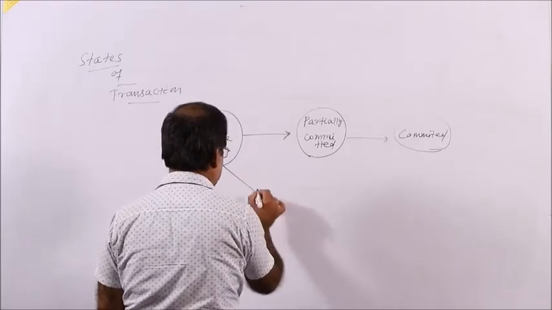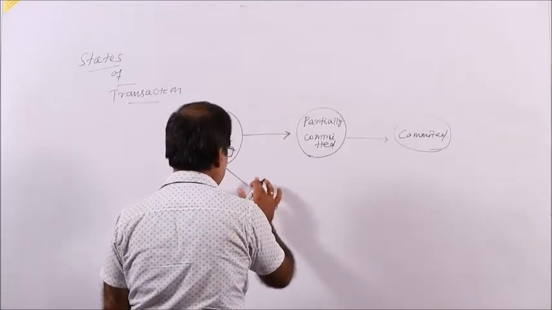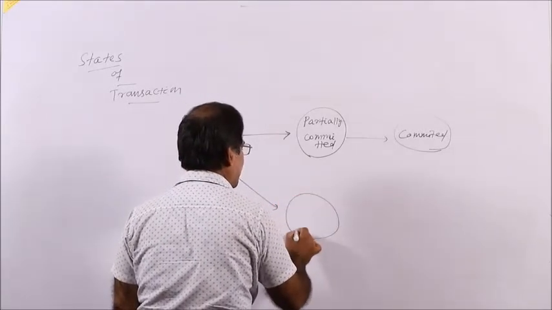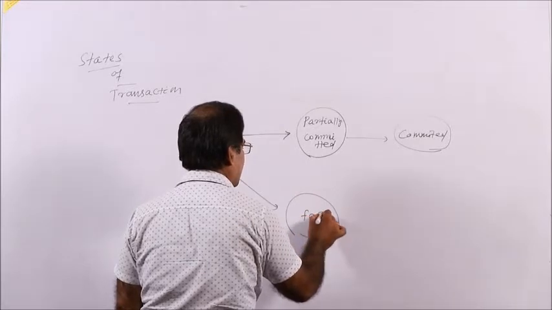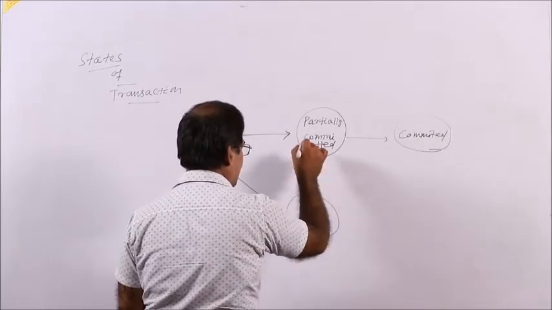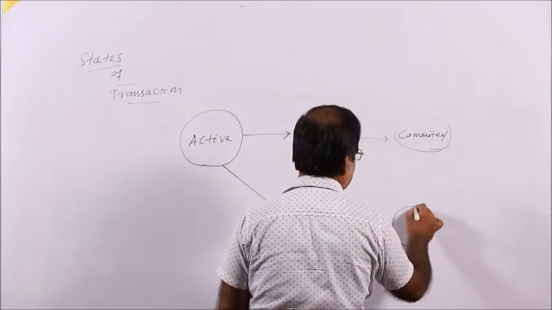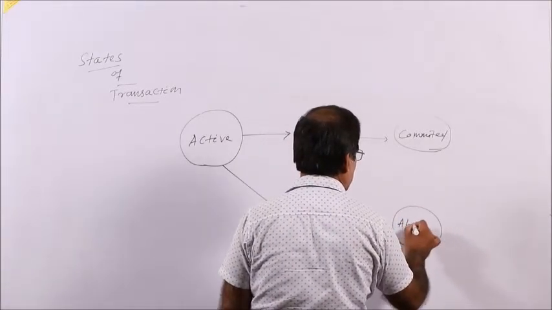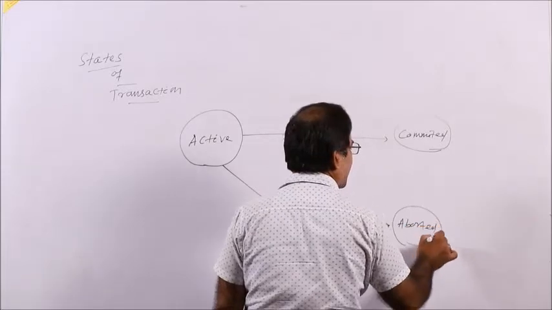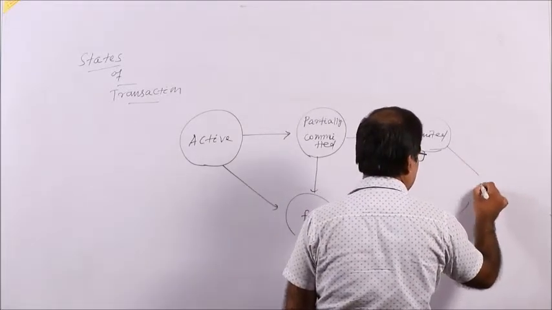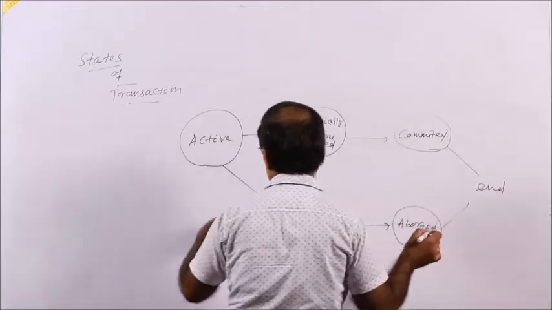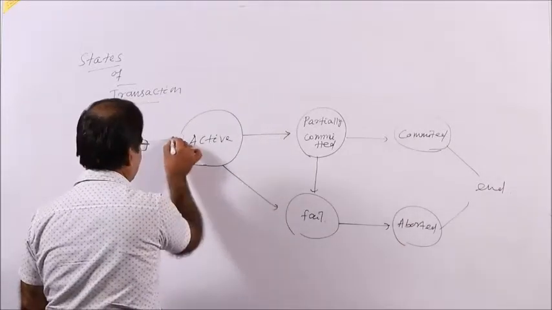After this active state there may be a chance of failure. Failed state: after doing some transaction, it may fail. If the transaction fails, it is aborted. Then you go for the end of the transaction. So you start from here.